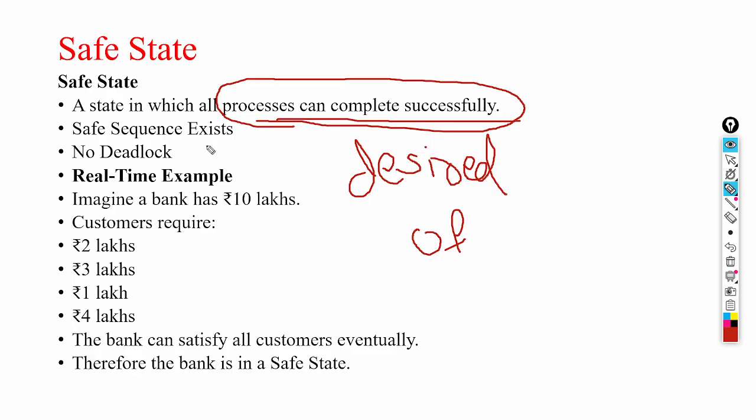Here I will give an example. Imagine there is a bank. A bank has 10 lakh rupees. The customers require 2 lakhs, 3 lakhs, 1 lakh and 4 lakh rupees. The bank can satisfy all customers eventually. Therefore, the system remains safe. This situation we call a safe state.